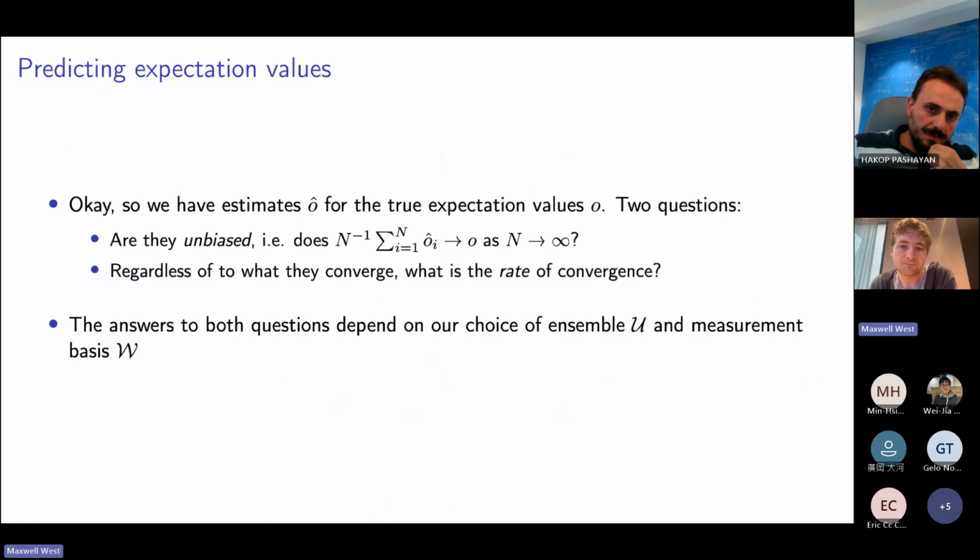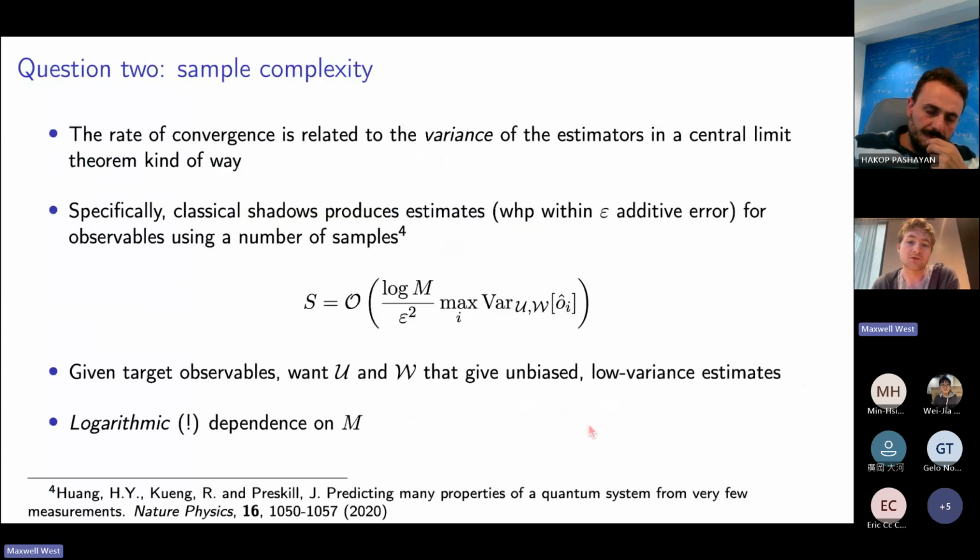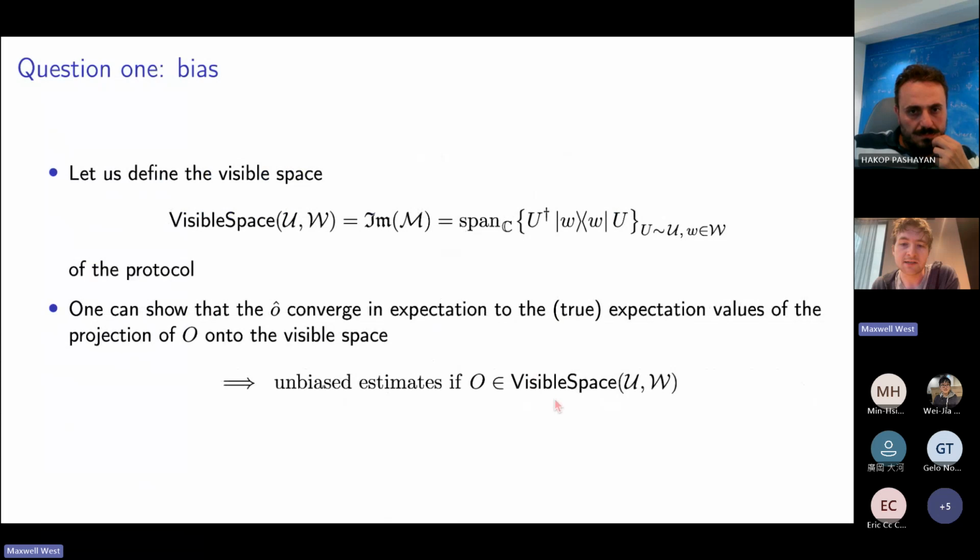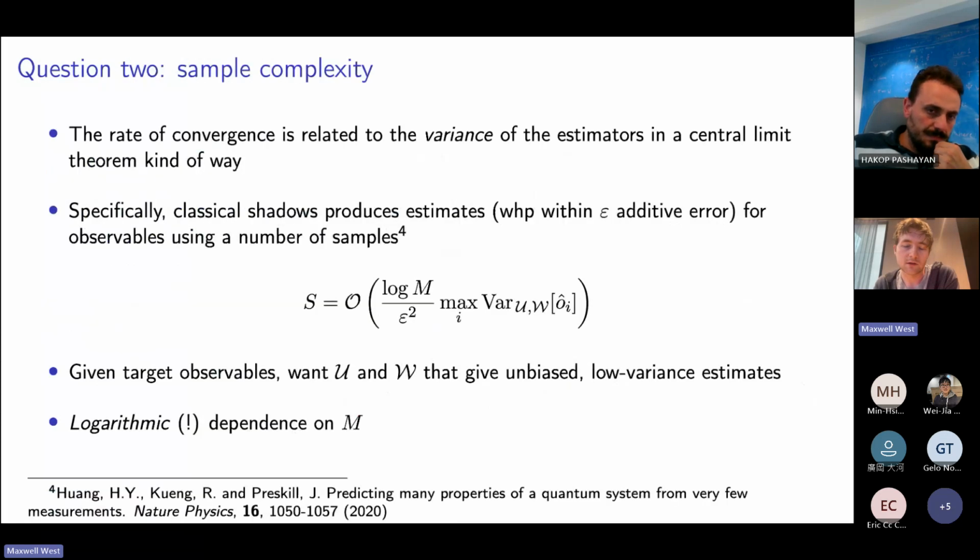Okay, cool. All right, so we have a bunch of observables that we want to estimate. Some of them we can't. So we can only estimate, at least without bias, operators that live in a certain subspace. And maybe one more thing I should emphasize: this visible space might actually be the whole operator space, and sometimes that will be true. But in some sense, the more interesting protocols are the ones where the visible space is a strict subspace of the whole operator space. Anyway, that's question 1.